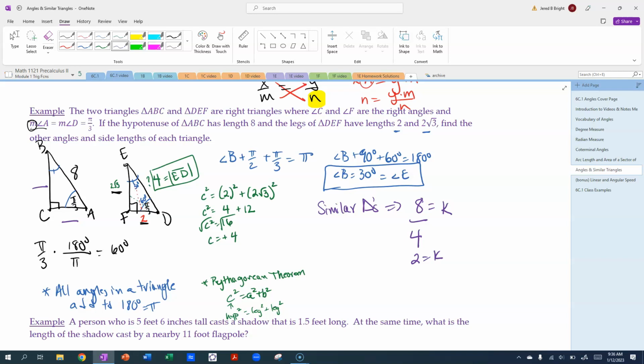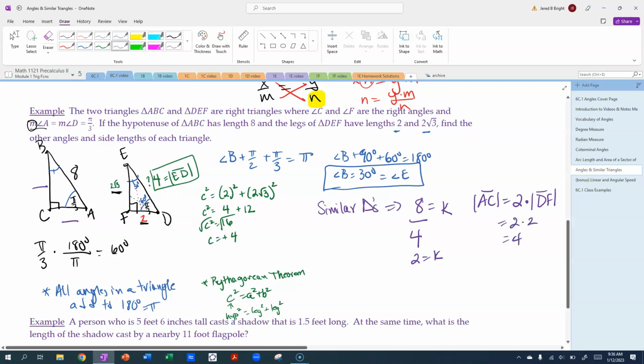So to get AC, this is going to be 2 times DF, which is 2 times 2, which is 4, okay? And similarly, you can show that BC is equal to 4 square root of 3, just multiplying 2 times 2 square root of 3, okay? So there we go. We've found all the sides after a while and a lot of extra tools.